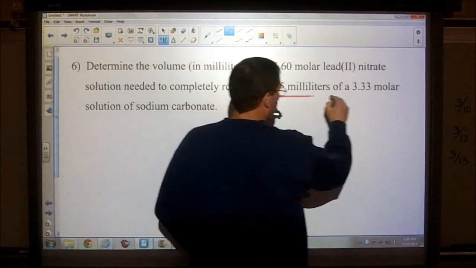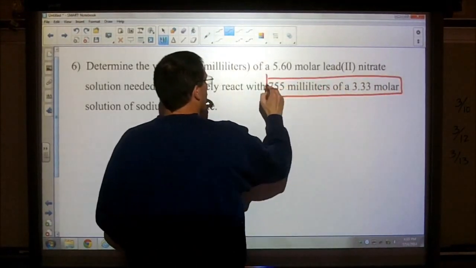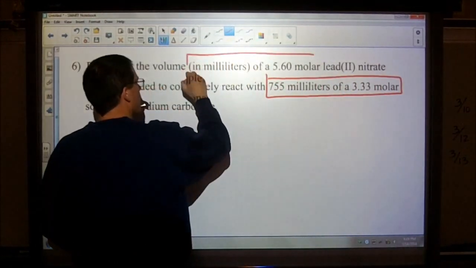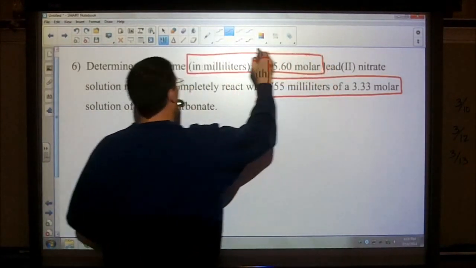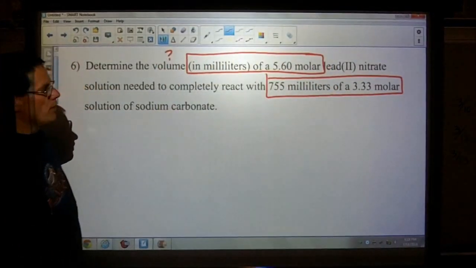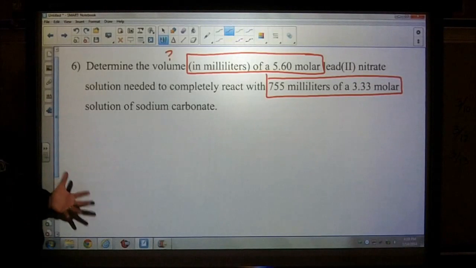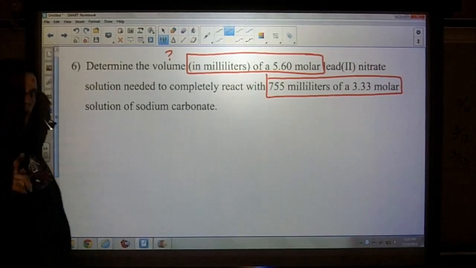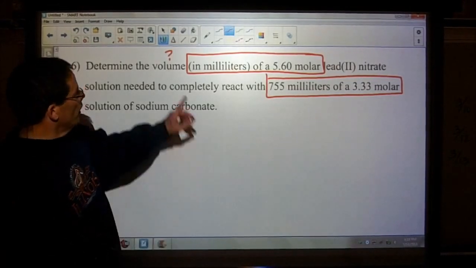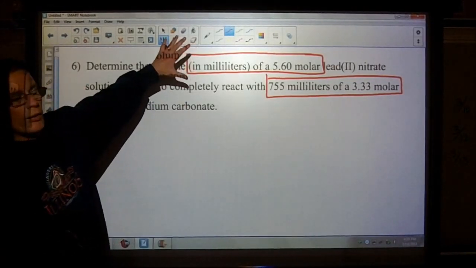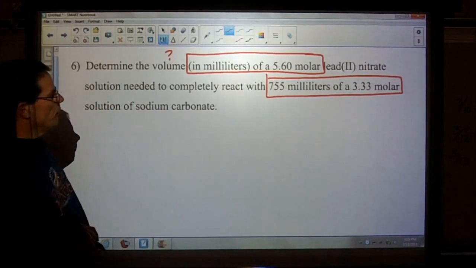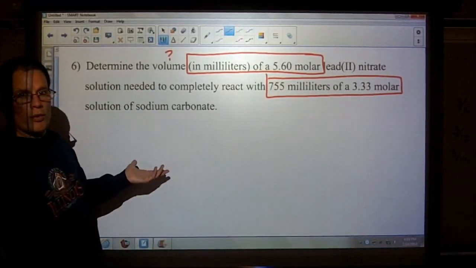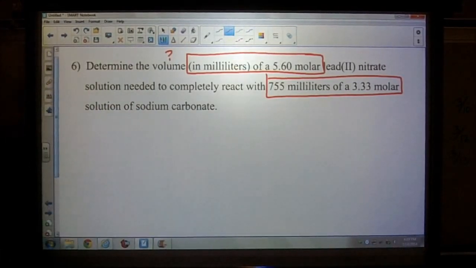We do have a volume and a molarity, and we also have another question asking us to find the volume of a different solution. So we're having two solutions that we're reacting with. This is fun. This is, however, not a limiting reactant problem because we don't have a volume for this. So it's not a limiting reactant. But let's still do the 4 steps. So step 1, write a balanced equation.